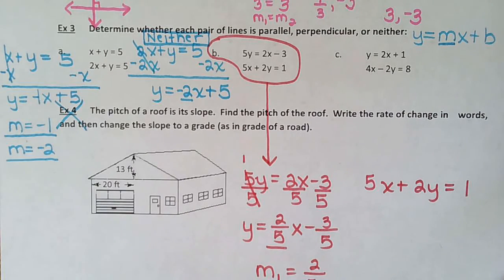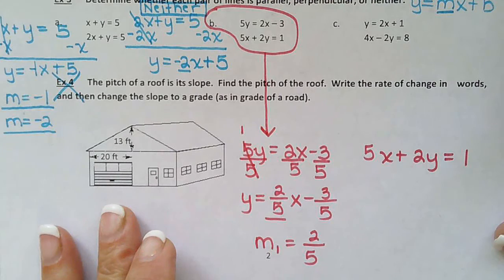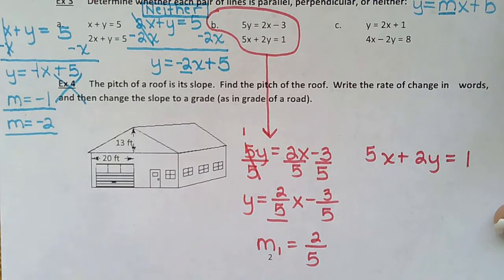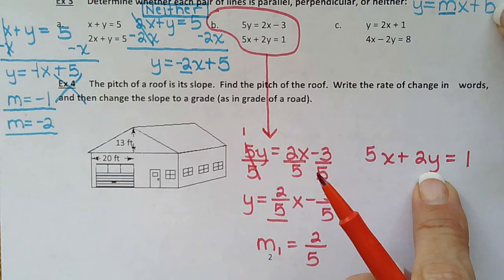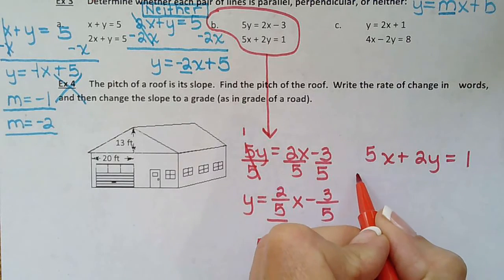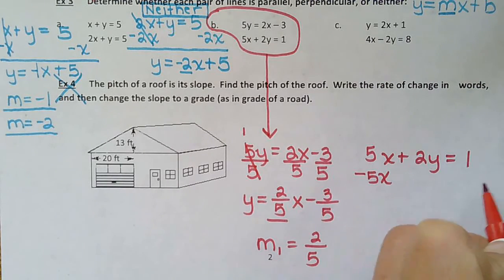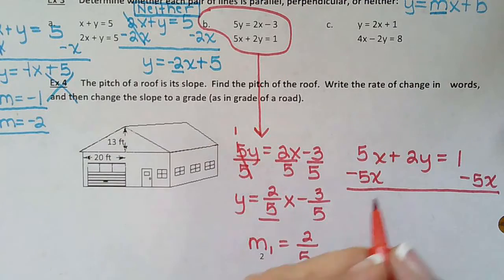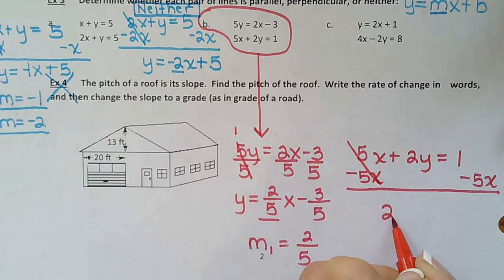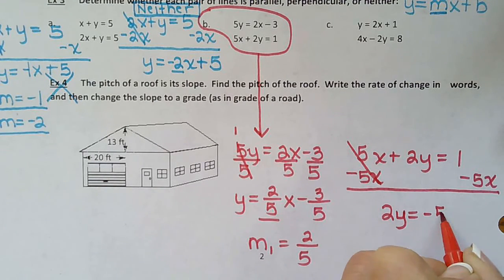So the slope of the first line is 2/5. Now we need to find the slope of the second line. So again, I need y alone. Y equals mx plus b. So to get y alone, I'm going to subtract 5x, because I always have to do the opposite, remember, when I'm crossing the equal sign. And then we get 5x minus 5x is 0. 2y equals negative 5x plus 1.